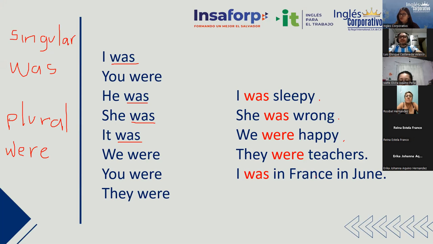I want you to use the strong form. Excuse me. He was in his house. Yeah. Where were your friends yesterday? They were at the party. In the park. They were in the park. So you see?